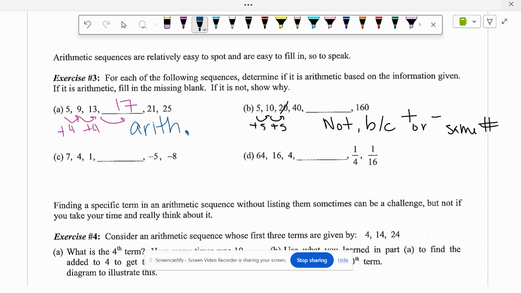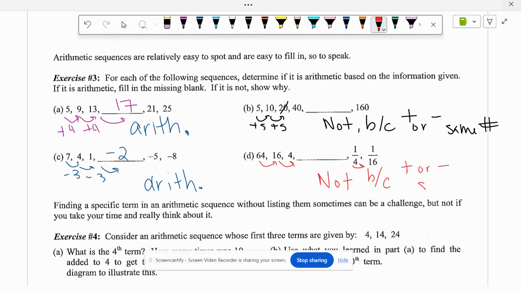What about example C? Are we adding or subtracting something each time? What are we doing, Amalia? Yeah, we're doing -3 every single time. So what's the missing term going to be? -2. And this is an arithmetic sequence. Let's look at this next one. Are we adding or subtracting something every time? So we're multiplying by 1/4. Good job. Yeah, this is not arithmetic. Same reason, because we are not adding or subtracting the same number.